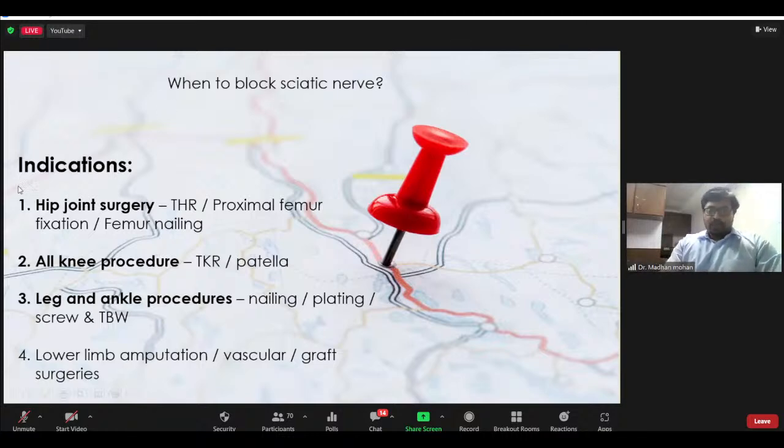As far as amputation of the lower limb is concerned, we need to devise our block at the level appropriate for the particular level of amputation. Suppose it is a below knee amputation, you can go for a mid thigh, subgluteal, or even popliteal sciatic block. If it is an above knee amputation, you may go for a sacral plexus block or a subgluteal sciatic nerve block.